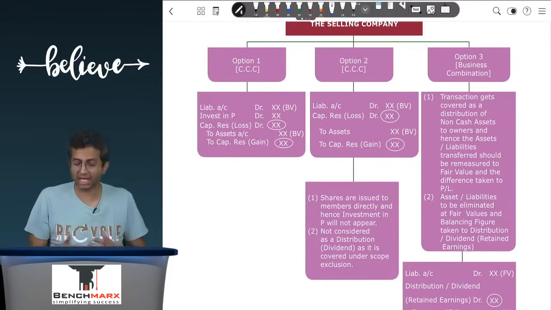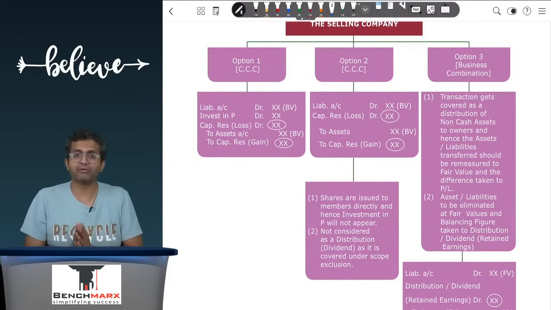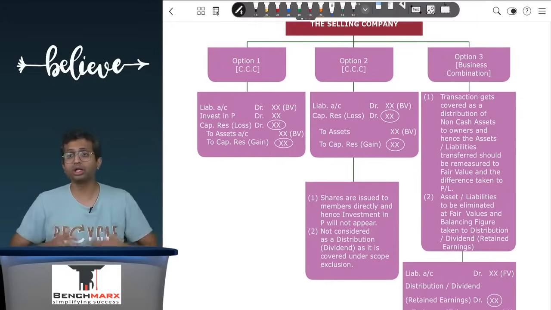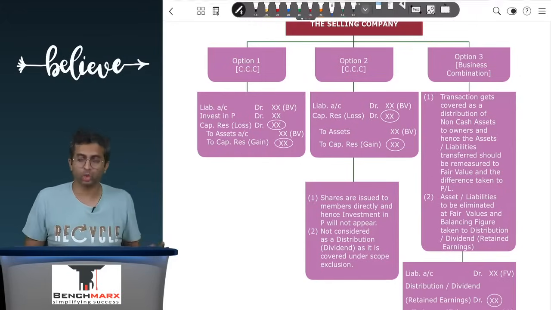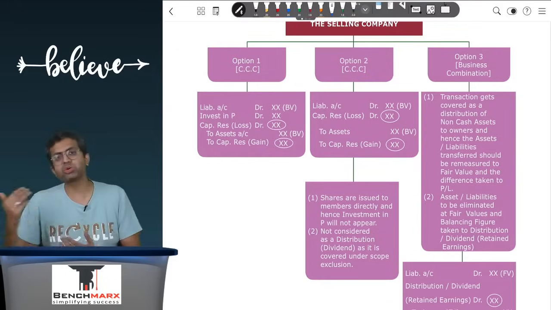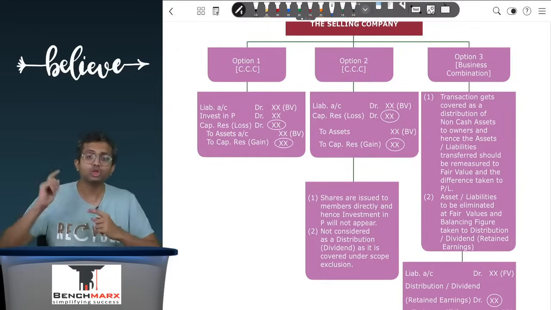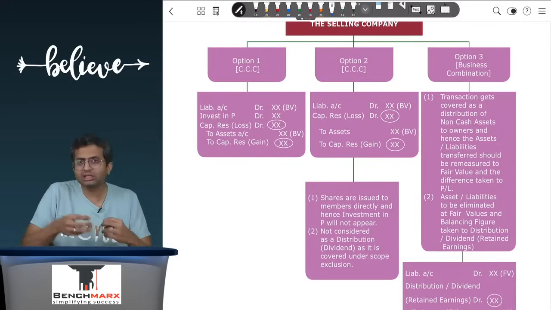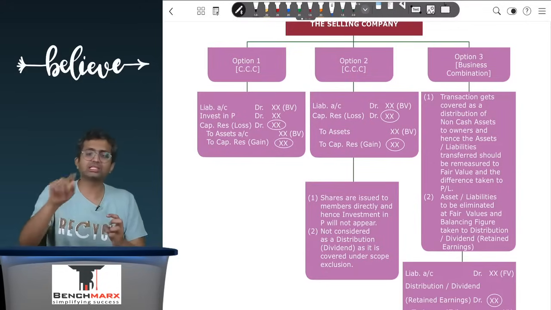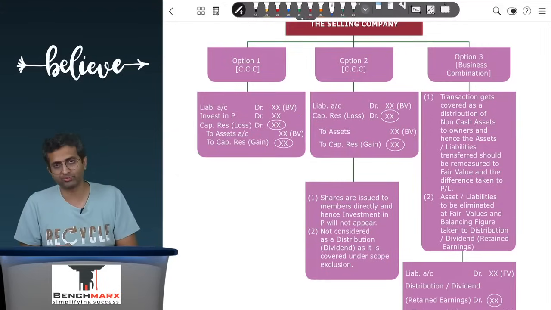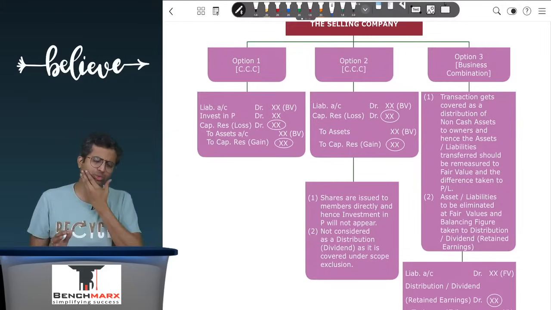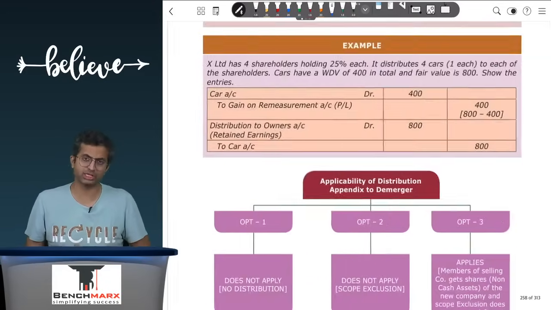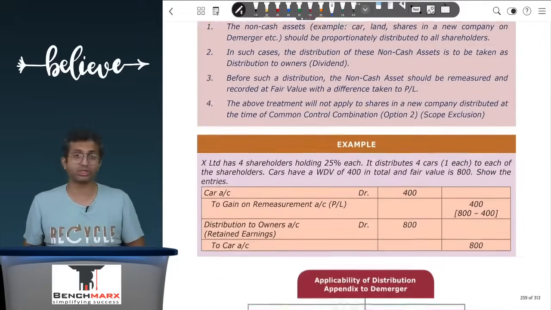Usually dividend is paid in cash. However, if you are giving some non-cash asset like a car, or in this case shares of a new company, this is a distribution to the owners, and hence as per that specific instruction in the appendix, you will remeasure all the assets, all the liabilities first at fair value, and then transfer those assets and liabilities. And in case there is a balancing figure, treat this as a distribution. This is one case which the institute does not really dwell on as much, but in case it comes, we have tried to explain this over here, including the guidance for this appendix.